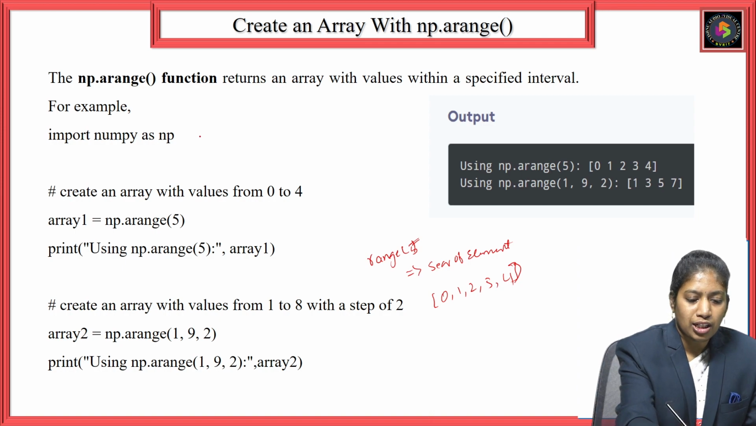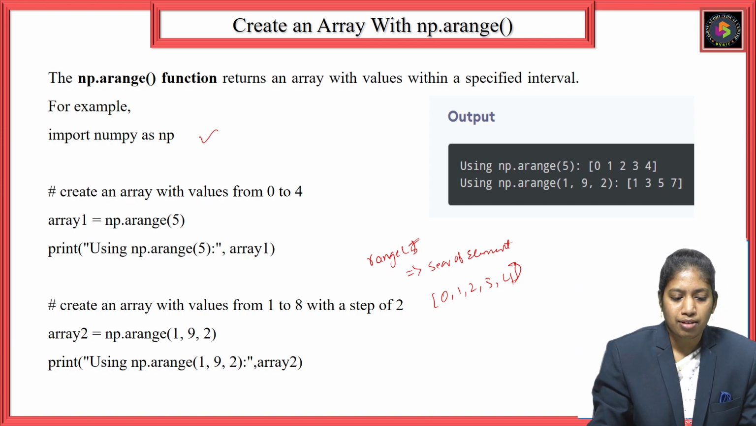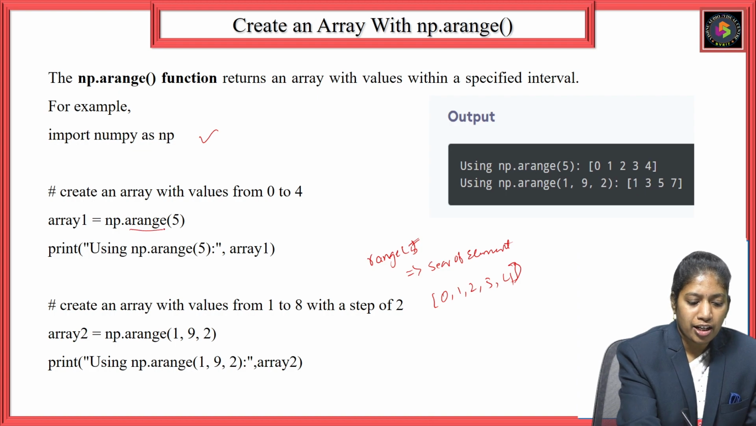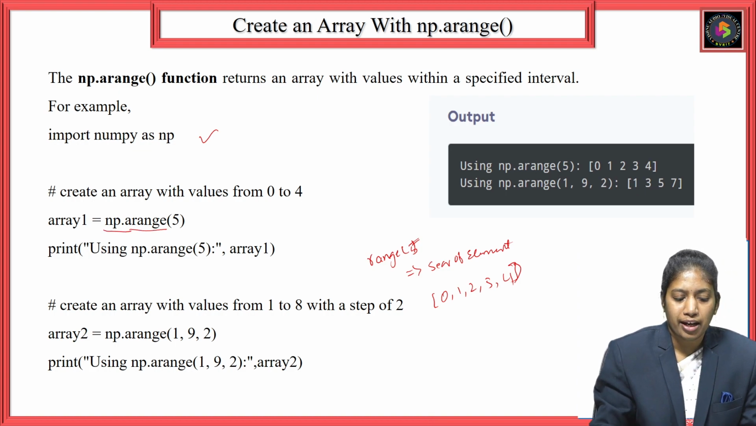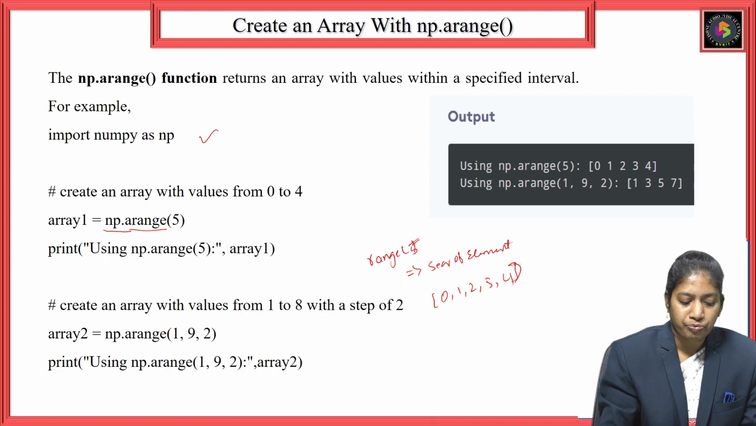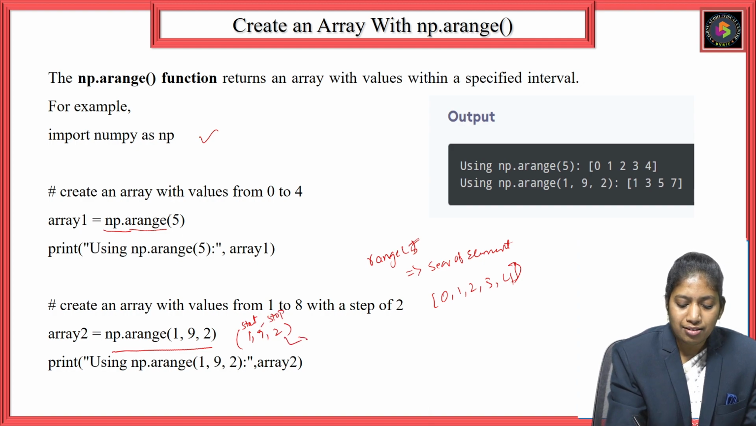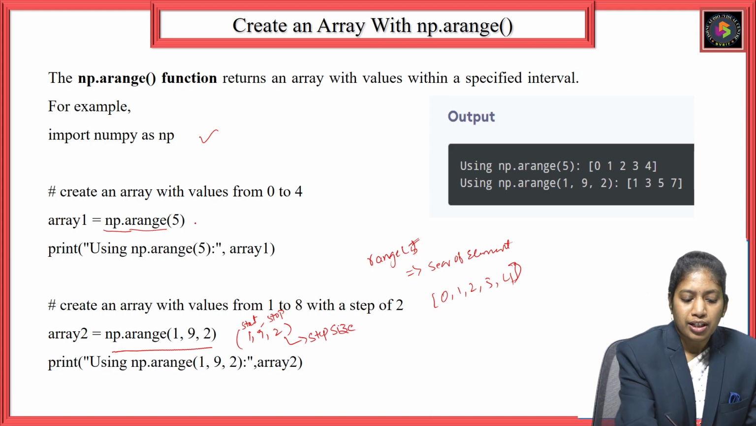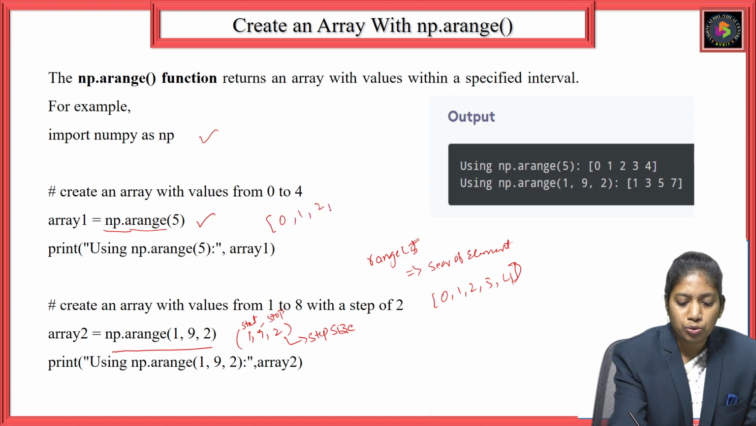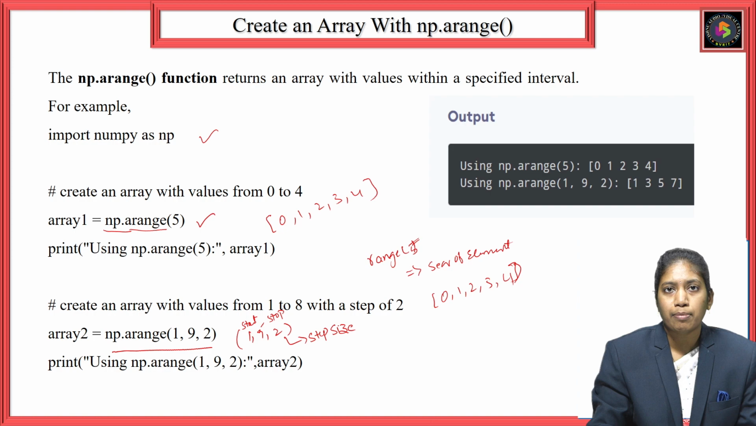First we need to import the library, import NumPy as alias name np. Whenever I am using arange along with the alias name, np.arange, I pass the value 5. In array 2, I have given np.arange of 1, 9, 2. This is the start of the range, this is the end of the range, the stop, and this is the step size for incrementing. So np.arange of 5 means it will generate values like 0, 1, 2, 3, 4, that is, 0 to n minus 1.